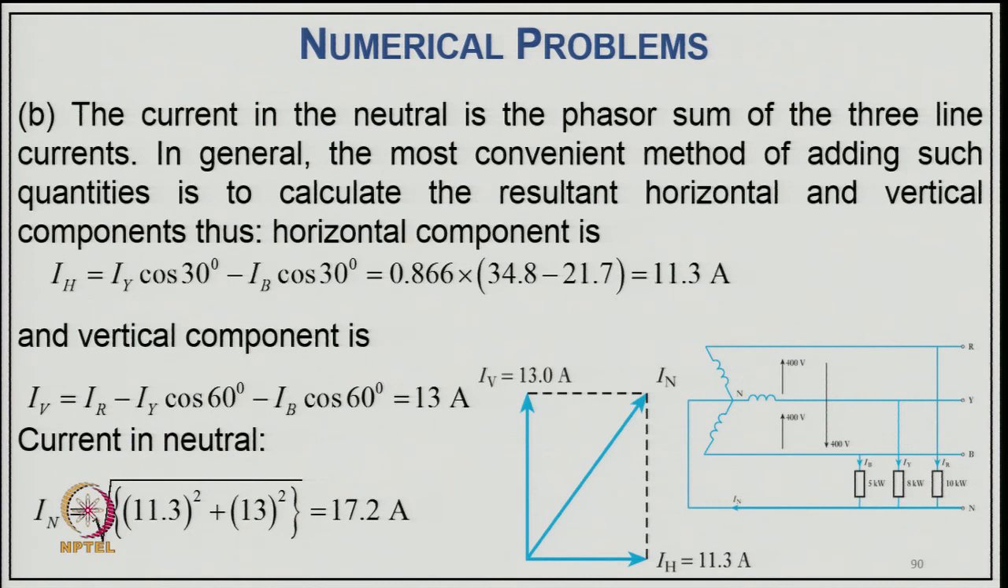It comes to 0.866 into (34.8 minus 21.8), that is 11.3 ampere. The vertical component of all three currents is V equal to IR minus IY cos 60 degree minus IB cos 60 degree, that is 13 ampere. So, the current in the neutral will be IN, under root of the two components which are in quadrature, that is 11.3 square plus 13 square, that is 17.2 ampere. So, that is the neutral current in this circuit, which flows through the neutral because of the unbalanced load.